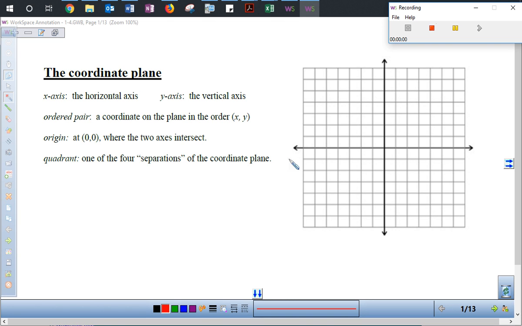Alright guys, today we're going to be learning a lot, so buckle up. First thing we're going to talk about is the coordinate plane. Now you guys have seen this coordinate plane before. It's nothing new. We're just going to go over the basic information about it.